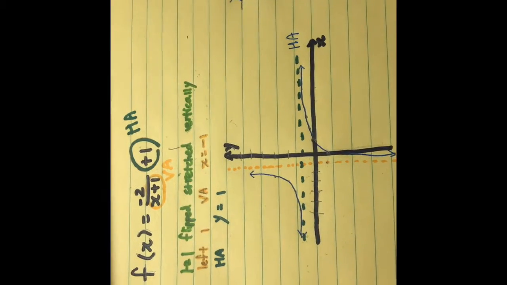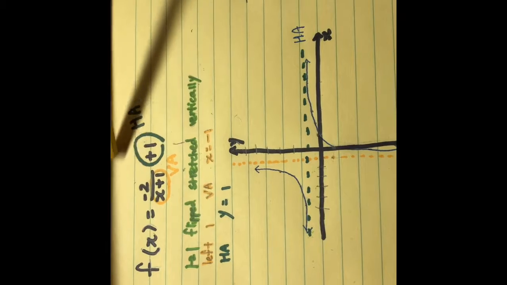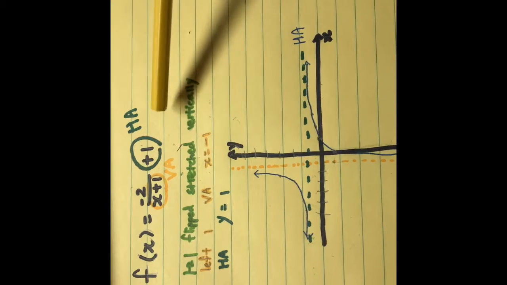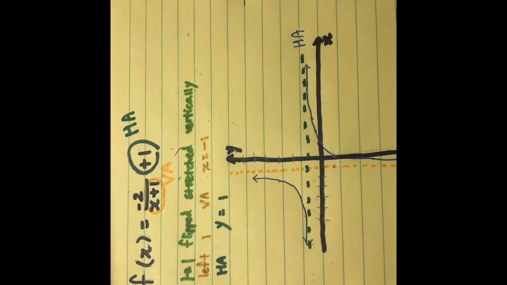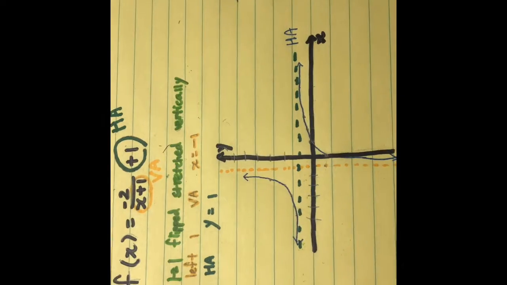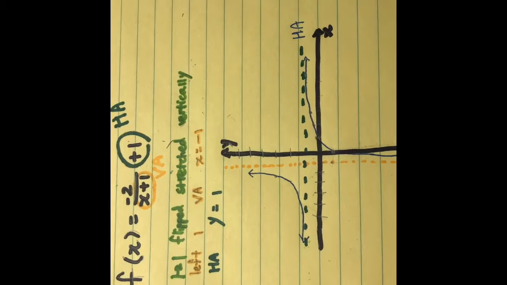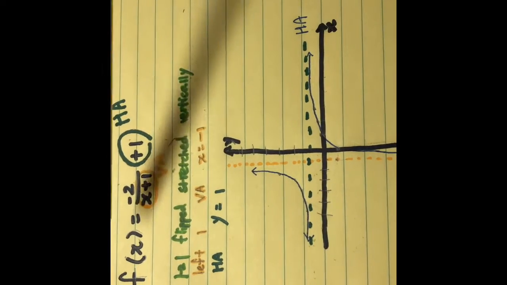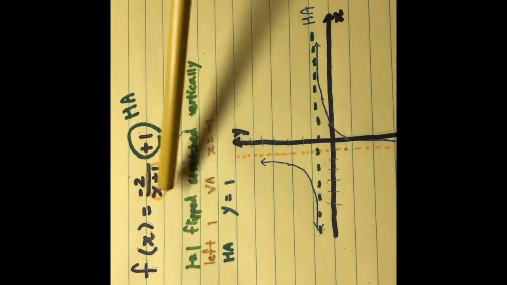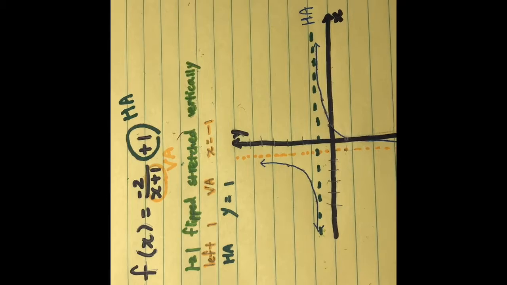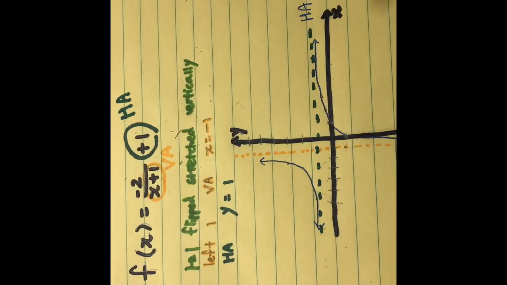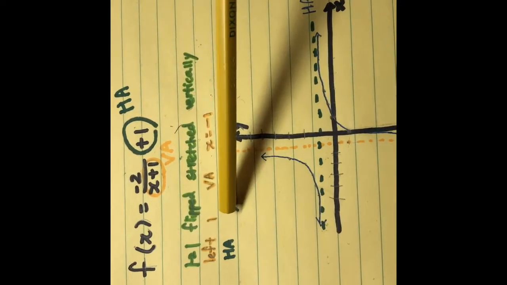So this is an example of a reciprocal function, which is negative 2 divided by x plus 1, and then plus 1. This is flipped, stretched vertically, and then moved to the left by 1.